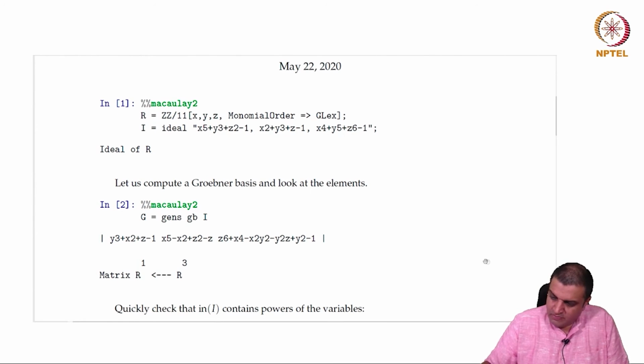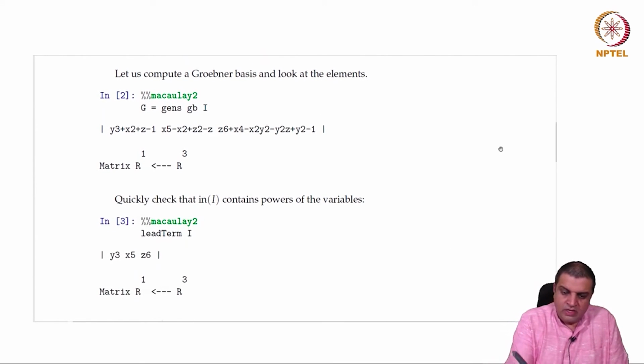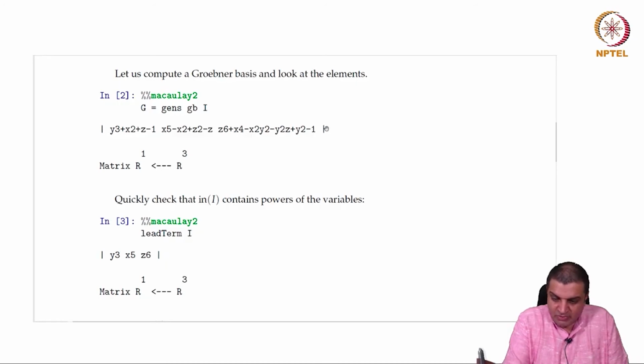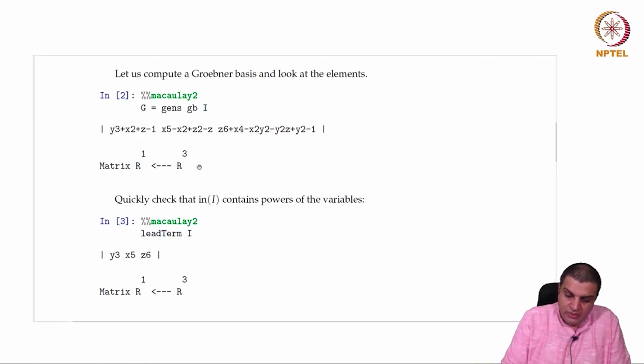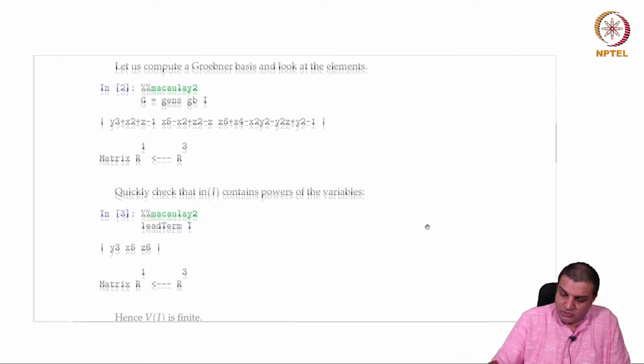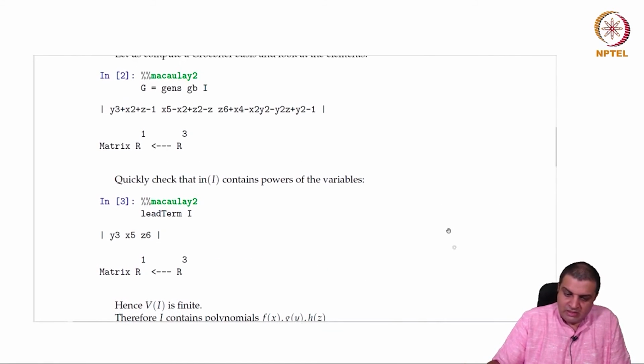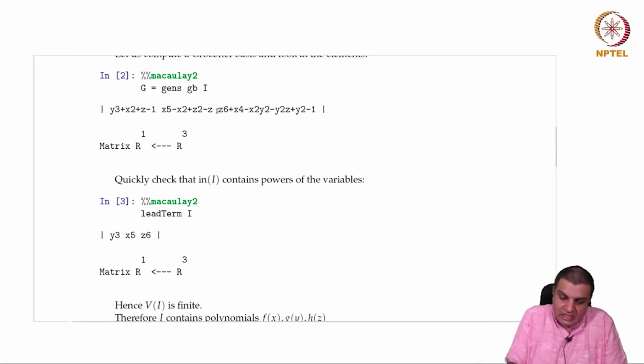Here, the offset line is the code that is run, and the line that comes from the left, the full width line, is the output. I asked for the generators of the Gröbner basis. It gave this and this one. We can quickly check that the initial ideal contains powers of the variables, just by looking directly at it. The initial term is y cubed, the initial term is x squared, the initial term is z to the 6. So all variables have their powers in the initial ideal, which we see just by looking at this.